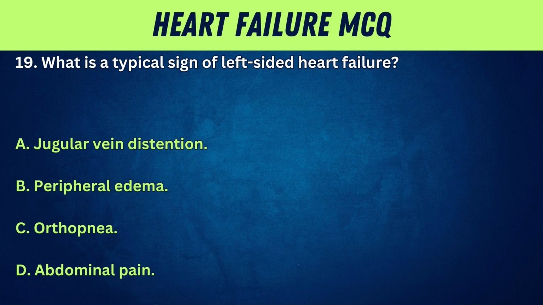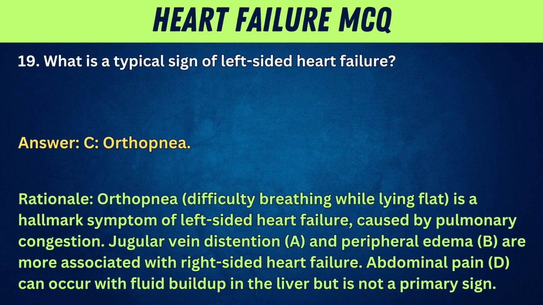19. What is a typical sign of left-sided heart failure? A. Jugular vein distension. B. Peripheral edema. C. Orthopnea. D. Abdominal pain. Answer: C. Orthopnea.